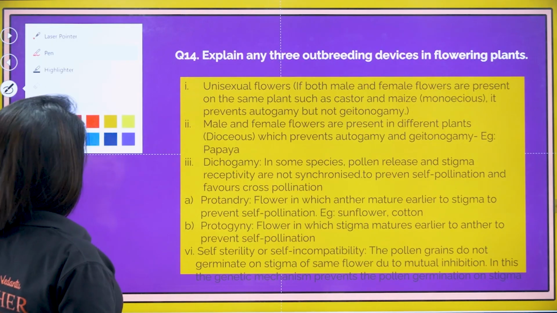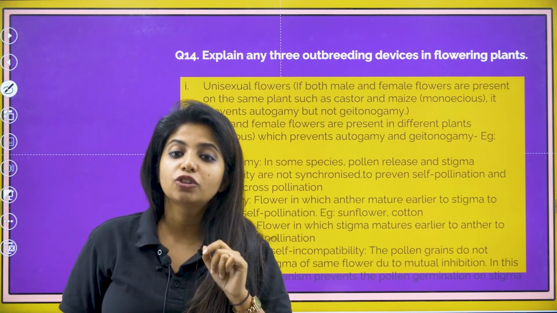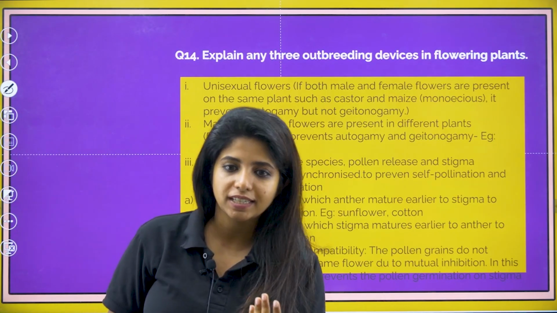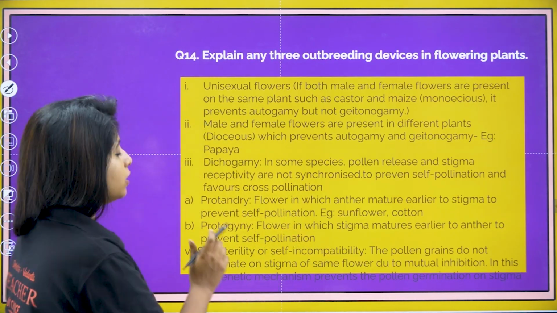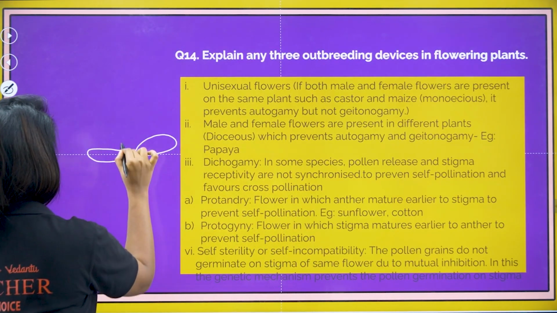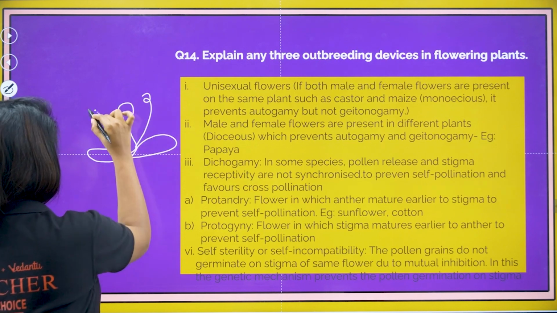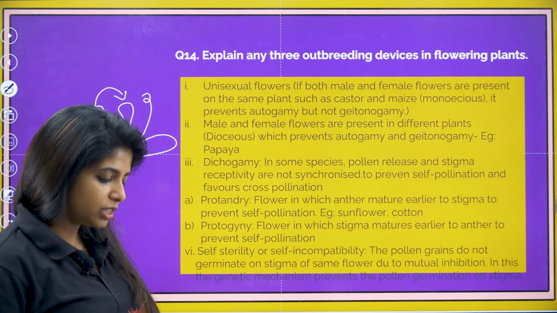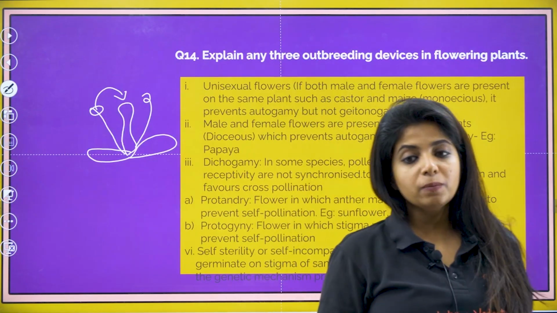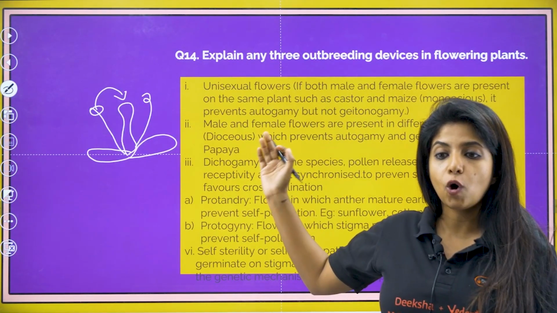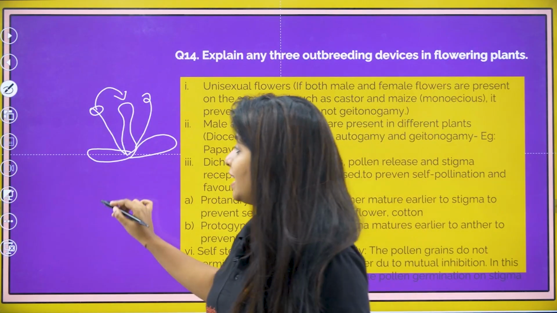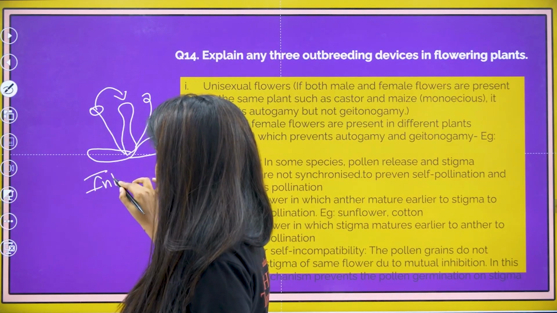Now coming on to the last question that we are having. Explain any 3 outbreeding devices in flowering plants. What do you mean by outbreeding devices? So my dear children, whenever a flower or a plant has a condition like this, male and female, suppose this and this, for pollination, fertilization, everything happened. What's the problem with this is that you are forming the progeny which is of the same type. And this causes something that is known as inbreeding depression.